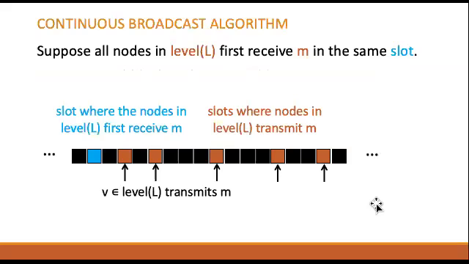Now, I'll informally define the class of continuous broadcast algorithms. Suppose all nodes in level L first receive the source message M in the same slot, drawn in blue in this diagram. The slots in brown are those in which there are nodes in level L that transmit M. In a continuous broadcast algorithm, a node V in level L could transmit M in all of the brown slots, or in some prefix of these slots, but cannot skip one of these slots and then transmit M later.